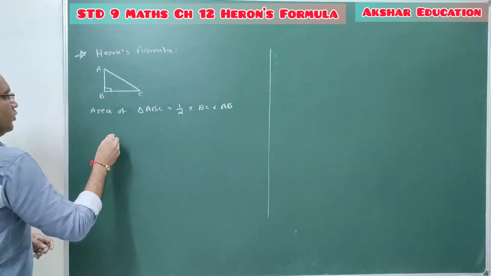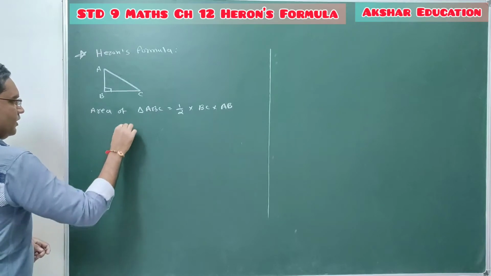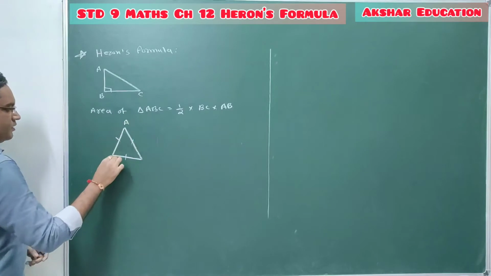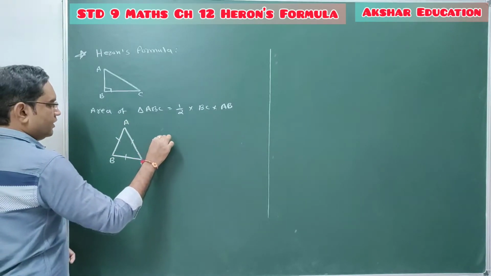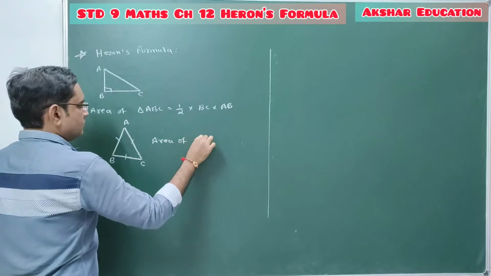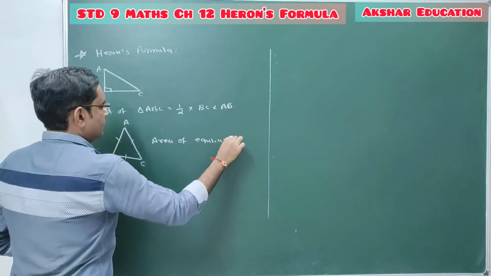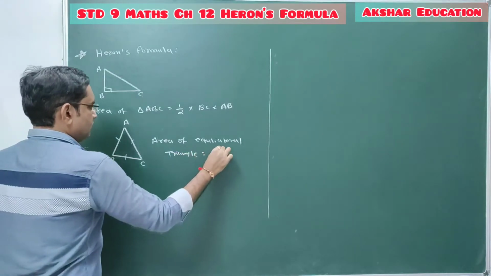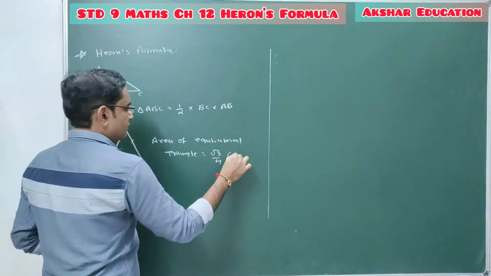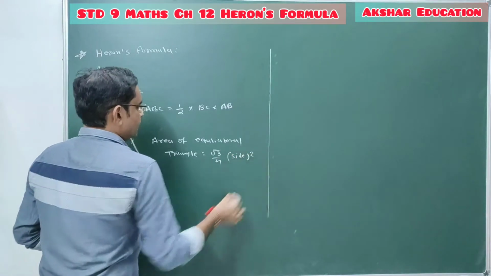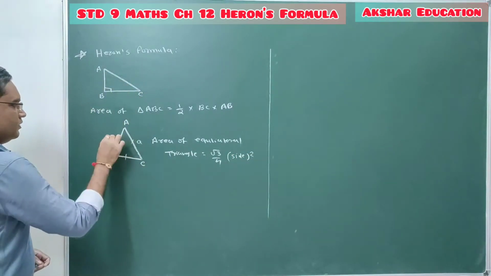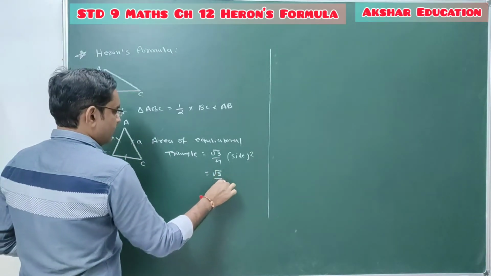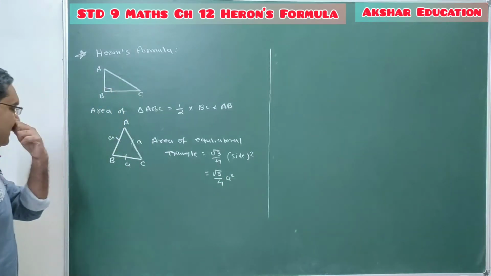If one equilateral triangle is there, so all sides are equal. Suppose triangle ABC is there, so the area of an equilateral triangle is √3/4 side square. In an equilateral triangle all sides are equal. Suppose the measure of all sides is A, then it is given by √3/4 A square.